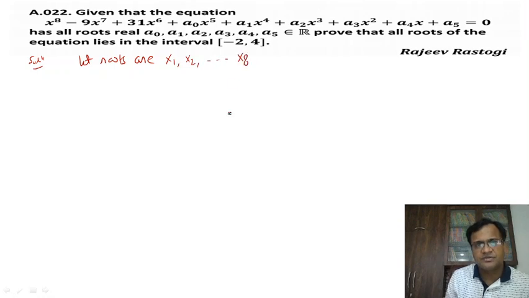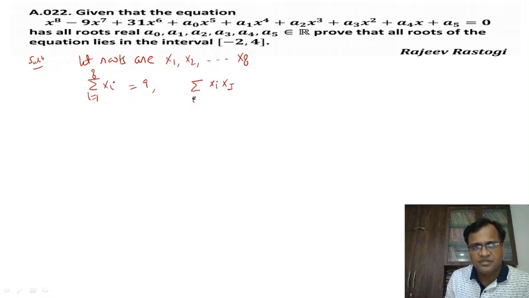Okay, so if we suppose the roots of this polynomial equation are x1, x2 up to x8, then what is the sum of the roots taken one at a time, that is sigma xi, i varying from 1 to 8. Sum of all roots is clearly 9, and sum of the product of roots taken 2 at a time, sigma xi xj, where i is less than j, i is greater than or equal to 1, j is less than or equal to 8, is clearly given to us as 31.